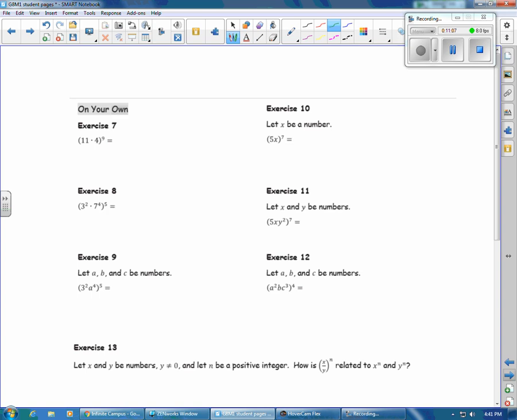So we've got 11 times 4, and then we have it in parentheses raised to the 9th power. That means this 9 has to hit everything inside. So if I was rewriting this, I'd say it's 11 to the 9th power times 4 to the 9th power. Does that make sense, what they're looking for here?